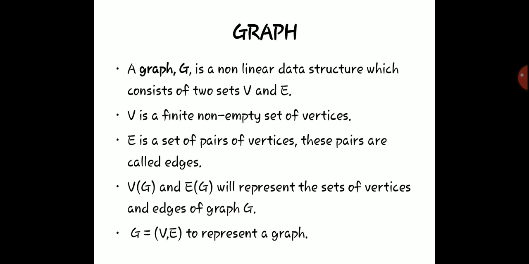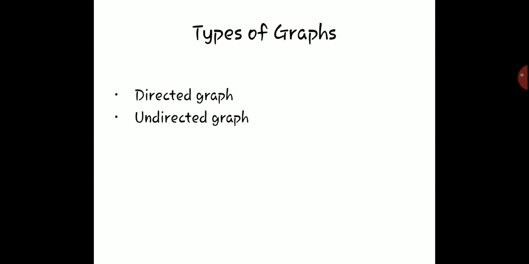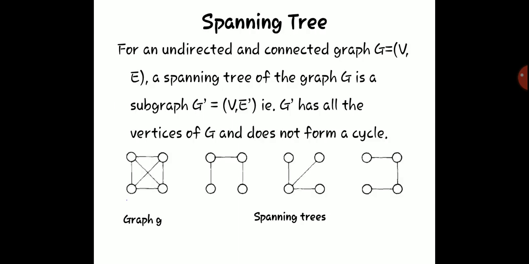So that is why V is a finite non-empty set of vertices. The vertex set will not be empty, but as far as the edge set E is concerned, it can be empty or non-empty, right? So even without an edge, a graph can be constructed. So that is what it means. G equals V comma E, right? Now we see the types of graphs. It has two types: directed and undirected. Right, now we see spanning trees.